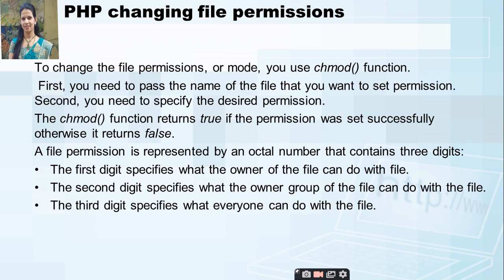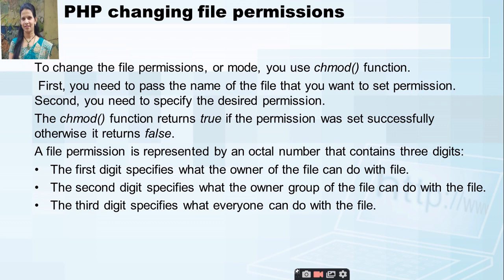First we need to pass the name of the file. Second, we need to specify the desired permission. This permission is for the selected file, and we need to pass it. The chmod function returns true if the permission was set successfully. Otherwise, it will return false. It returns true if successful, false if not.